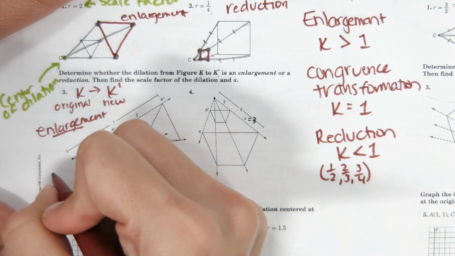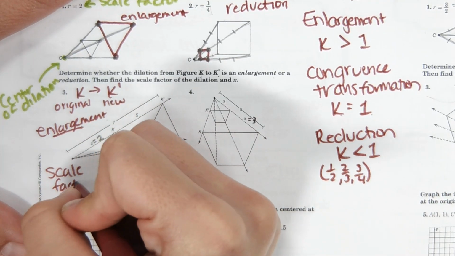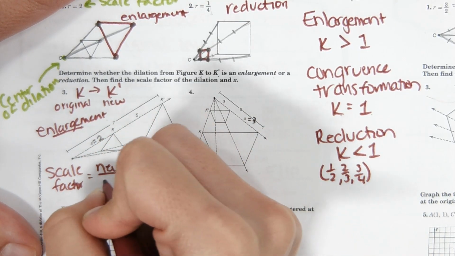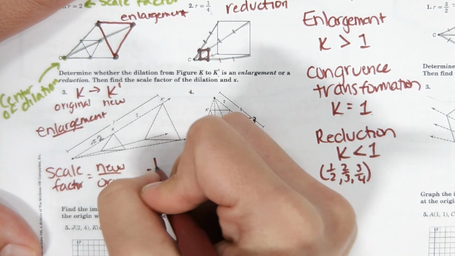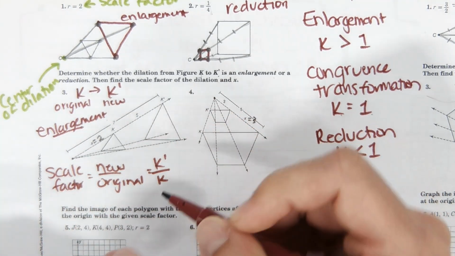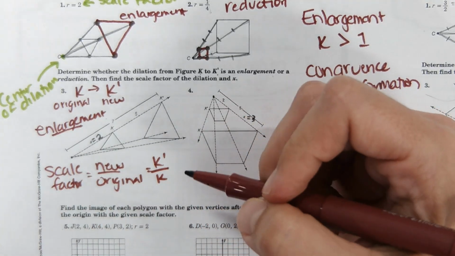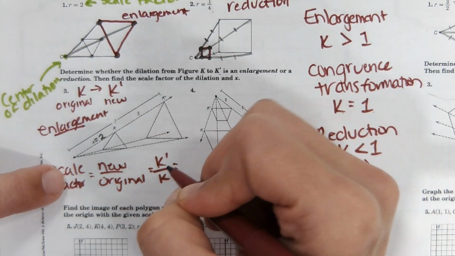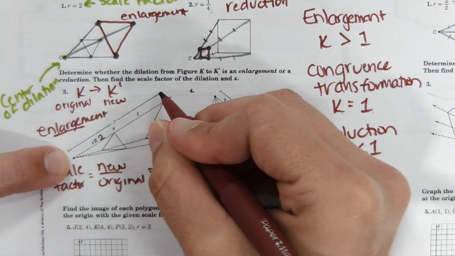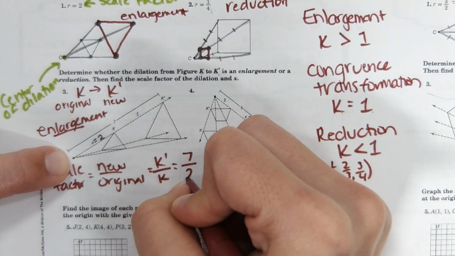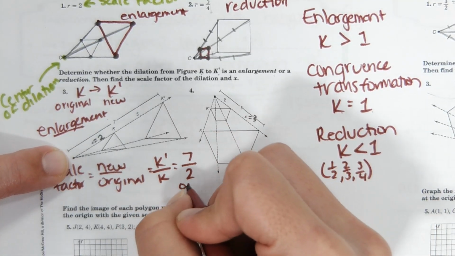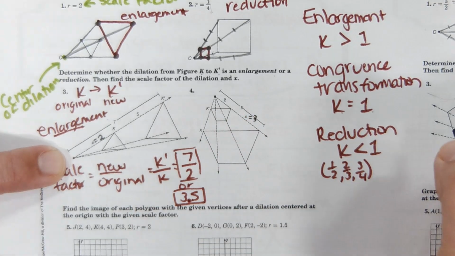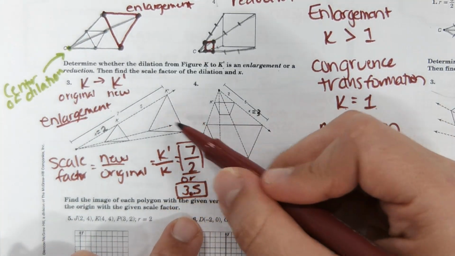And then the next thing it asks is about scale factor. So scale factor is new over the original, or k prime over k. And you can choose a dimension, whether it be a corresponding side or the distance from the center of dilation, and you can make that a fraction and divide it. So k prime, the distance from the center of dilation, is 7, and then k is 2. So the scale factor is 7/2 or 3.5, however you want to think about it, whether as a decimal or a fraction. And so 3.5. So this shape is 3.5 times larger than this.